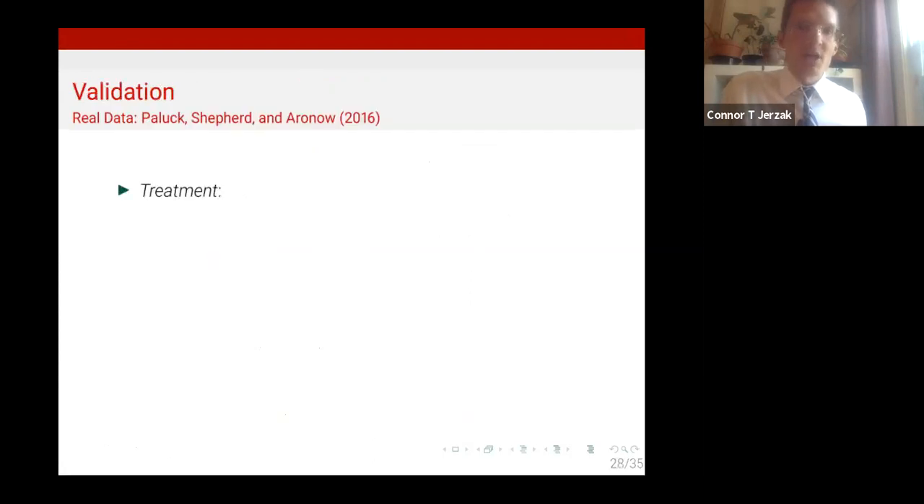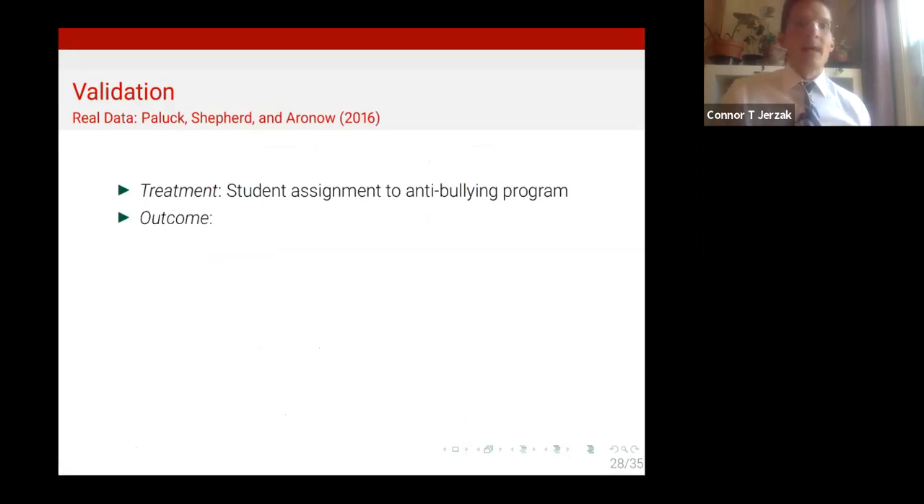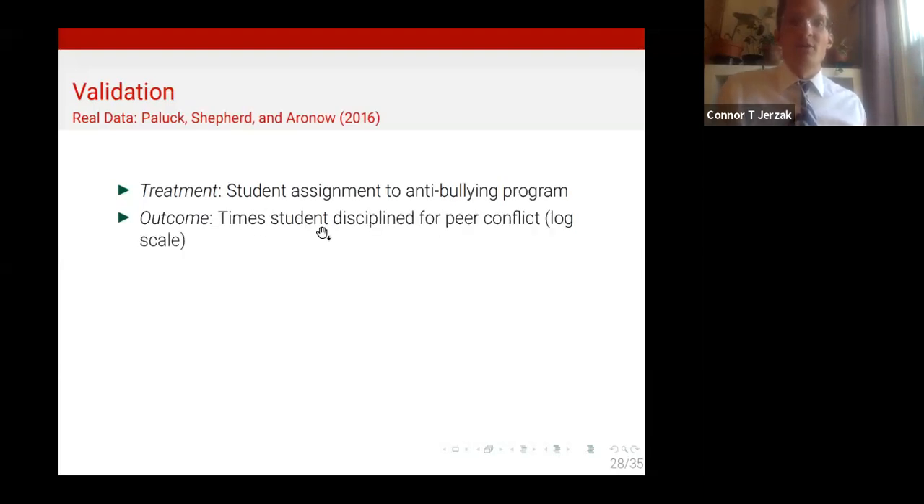So now we can ask ourselves, how does this work in real data? In real data, the dynamics at play might be significantly more complex. And to try to see how well we're able to recover those latent influence dynamics in this setting, we're going to use the following experiment. This was a school bullying experiment where the treatment of interest was student assignment to an anti-bullying program. And there was something unique about this experiment. The outcome was an administrative record of the number of times students were disciplined for peer conflict.